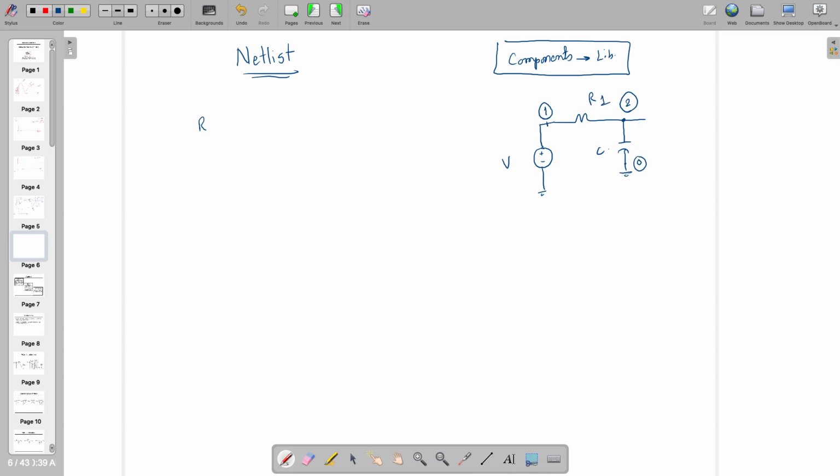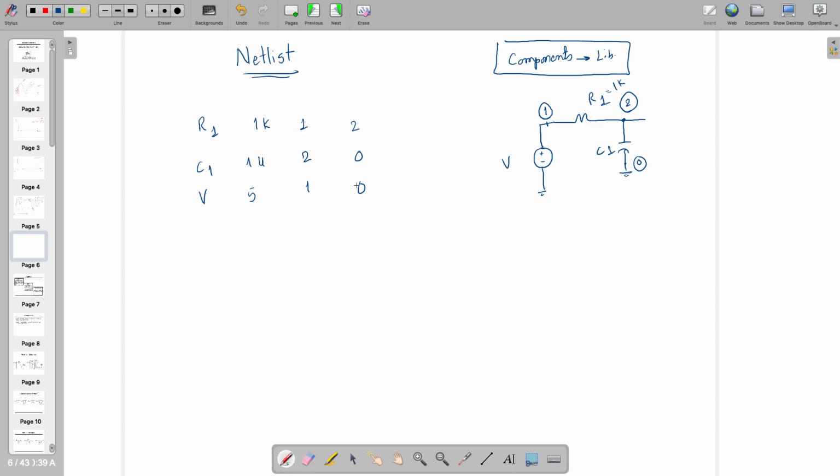So I name it R1. Its value is 1 kilo, so I write 1 kilo. It is between nodes 1 and 2, so I write 1, 2. Automatically it will create a resistance between 1 and 2. Similarly, the capacitor might be 1 micro between 2 and 0, and the voltage source, let's call it V, whose value is 5 volt, is between 1 and 0. If I write this, it is known as a netlist, and it creates this particular circuit.